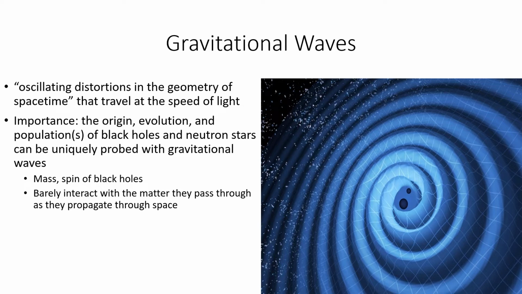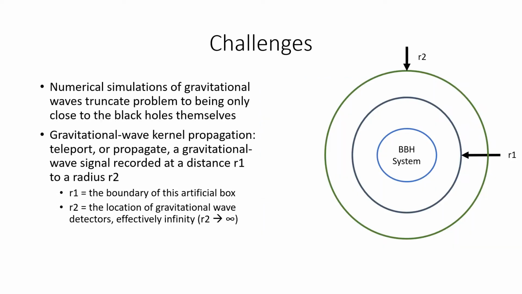One important property of gravitational waves is that they barely interact with the matter they pass through as they propagate through space. This property allows us to learn things about a universe that we cannot see or understand due to studying other types of waves, such as electromagnetic waves. The main objective of this project is to find a way to accurately propagate gravitational wave signals over large distances.